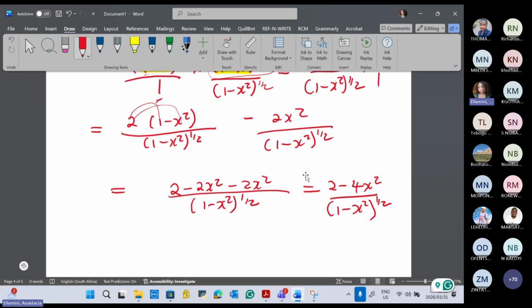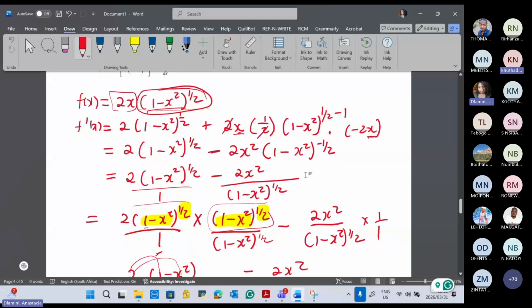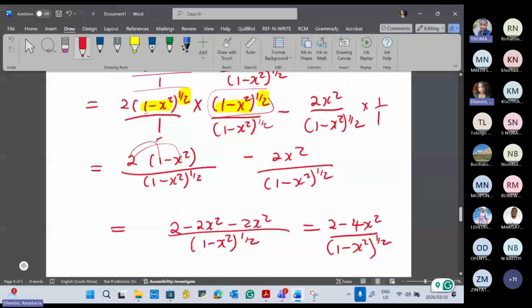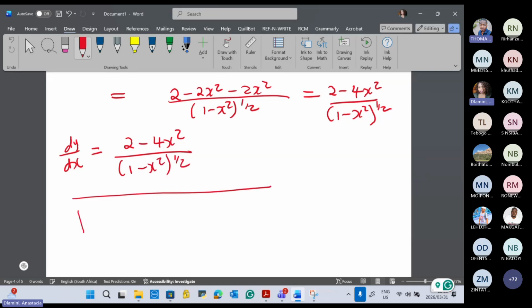Do you see that we were only looking at the derivative, guys? Yes, ma'am. So meaning that now we need to do the square root of 1 minus f of x squared. So in this case, dy over dx is equal to 2 minus 4x squared over (1 minus x squared) to the power of half over the square root of 1 minus, what is f of x?